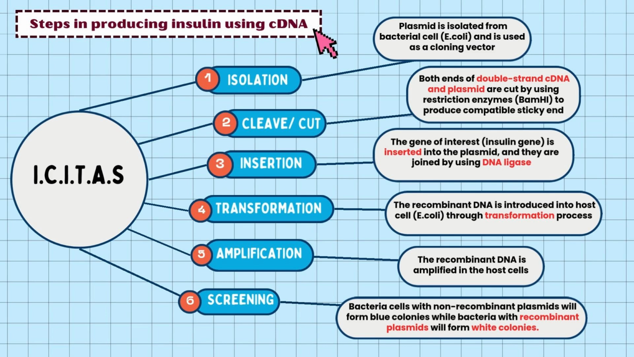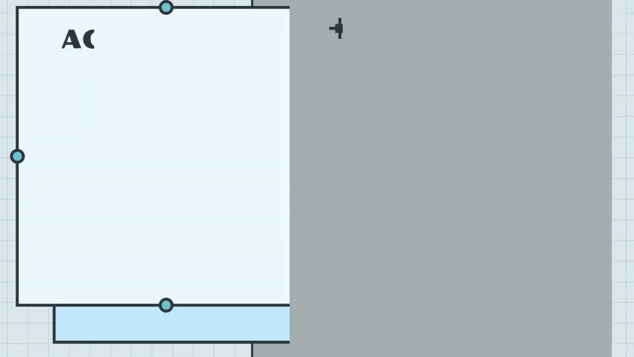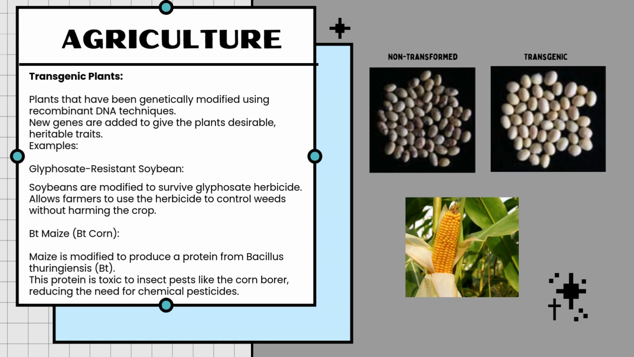Bacterial cells with non-recombinant plasmid will form blue colonies, while bacteria with recombinant plasmid will form white colonies. After screening, we will only culture white colonies for the production of insulin hormone because they have recombinant plasmid. Genetic modification using recombinant DNA technology is revolutionizing the environment and agriculture.